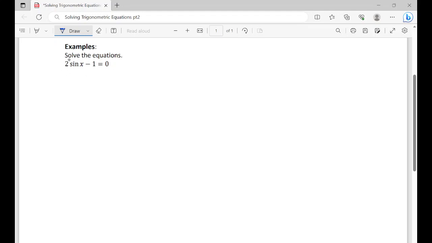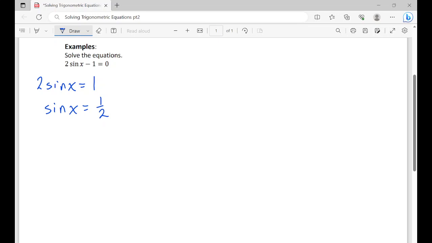So let's start with the first one: 2 sine x minus 1 equals 0. We're going to start off solving this the same way we've done before. We're going to add 1 over, and then divide by 2 so we can get sine by itself. Now we think, where on the unit circle would sine x equal a half?